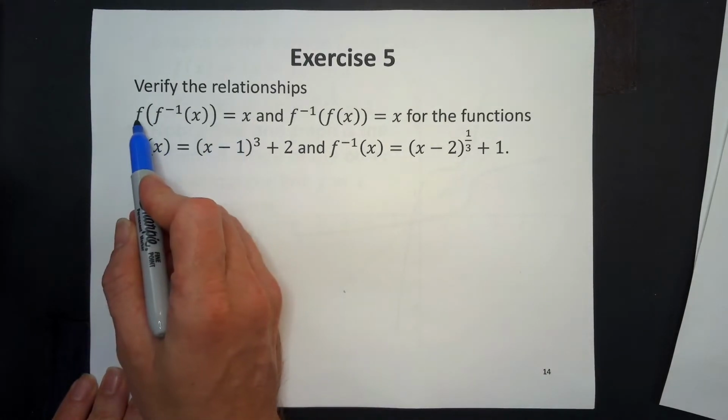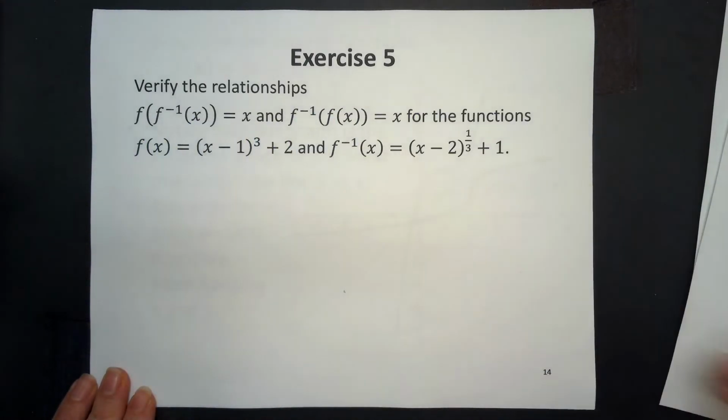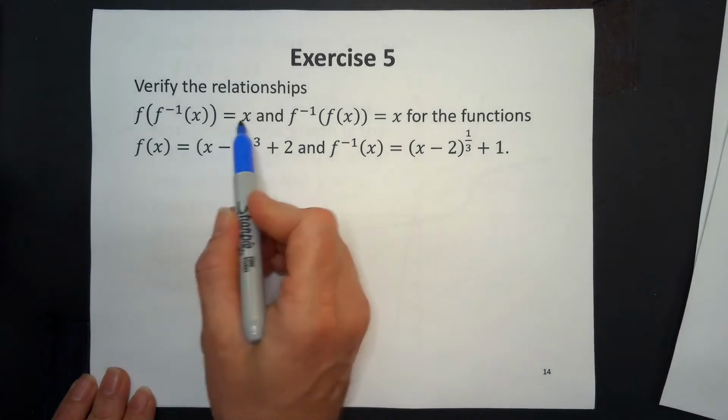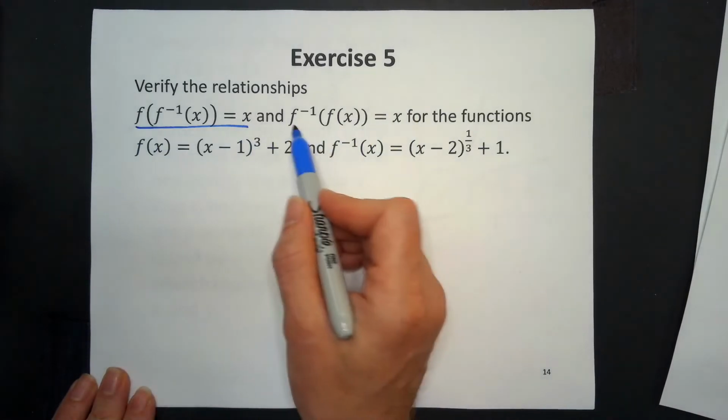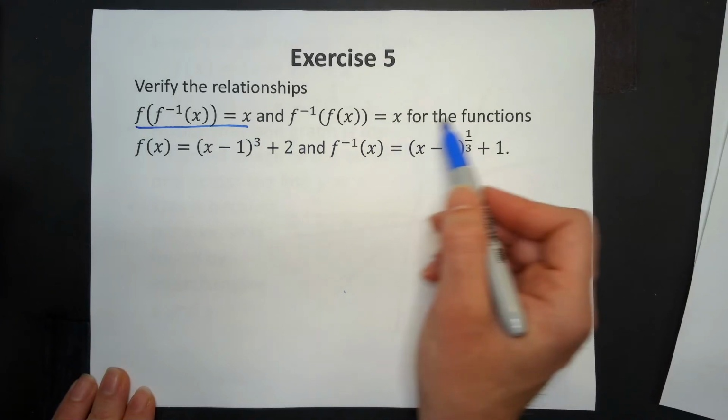But let's do it the first way. So I'm going to compose f with f inverse in the following relationship, that would give us x. And then compose in the other direction, also equal to x, for the function.